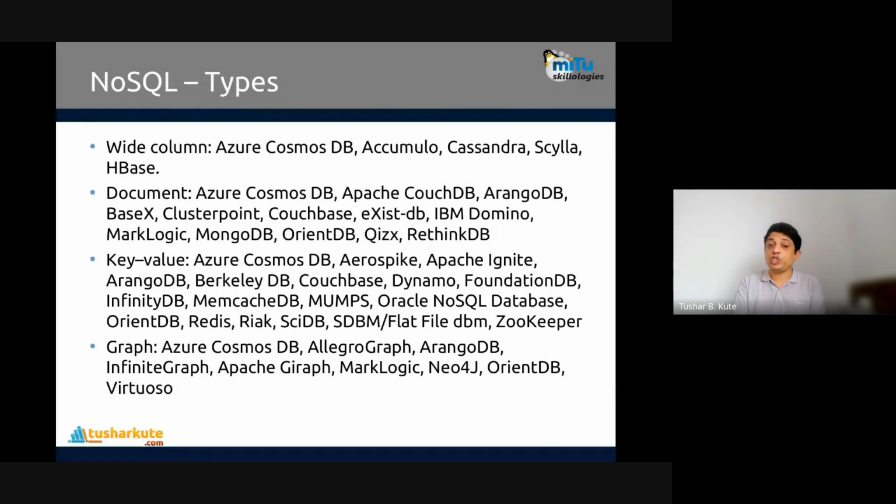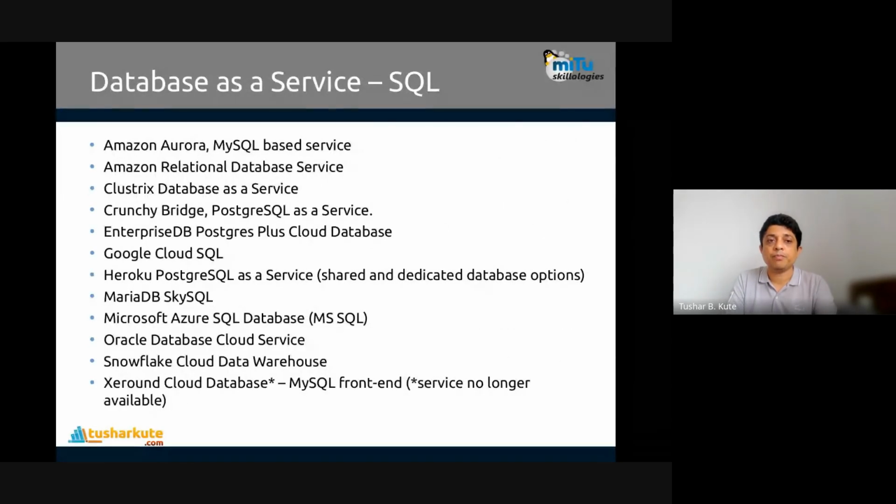Algebra graph, ArrangeODB, Infinite graph, Apache's Giraffe, MarkLogic, Neo4j, OrientDB, Virtuoso. So these graph databases are currently popular in their respective categories, and their architectures are different. According to their common architecture, the names are given to them. We'll talk about that architecture in detail later.